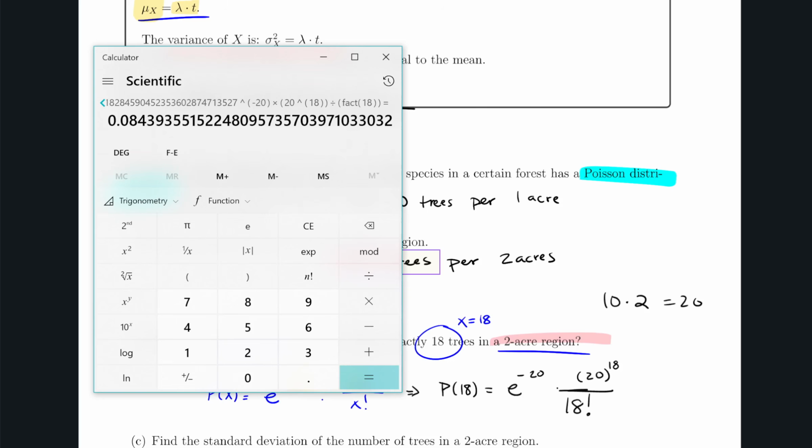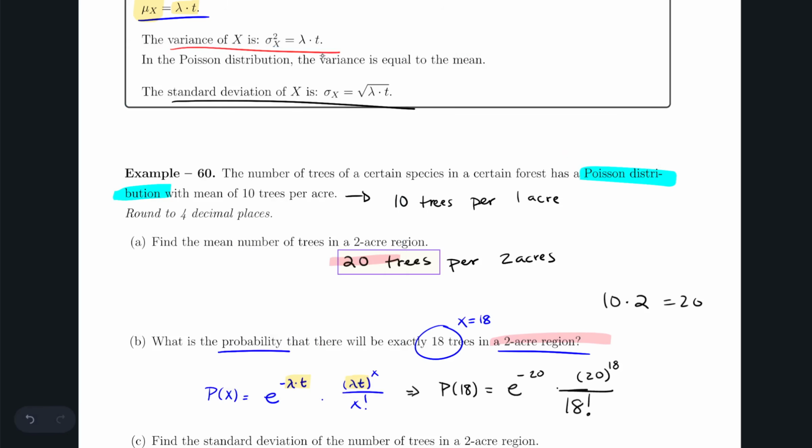And when we type that in, we should get a simplified decimal answer of 0.0843 continuing, rounding to 4 decimal places, that would be 0.0844. And that would be our probability.